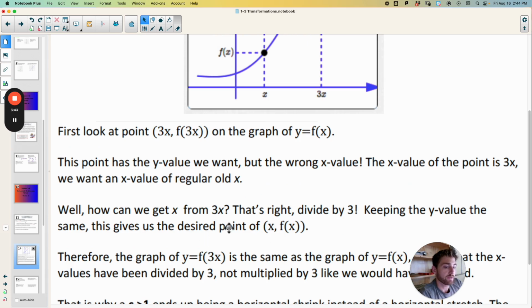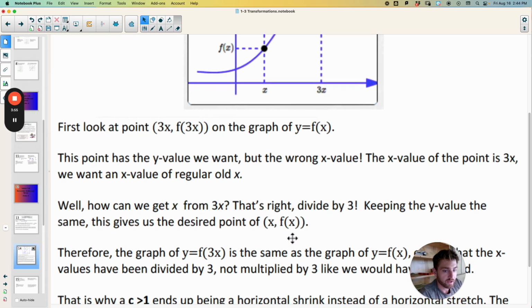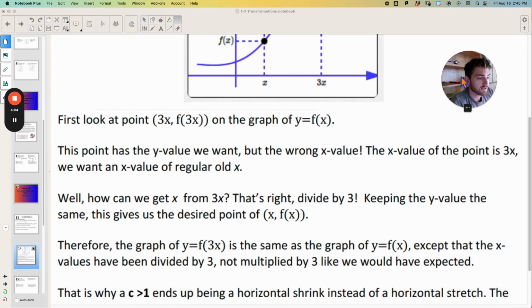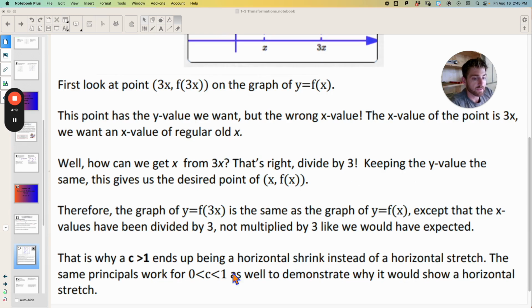You have to divide by 3. So if it was a 3, in order to undo that, in order to unmultiply, you have to divide by that 3. Keeping the y value the same gives us this desired point of x comma f of x. So therefore the graph y equals f of 3 times x is the same, except that the x values have now been divided by 3, not multiplied by 3 like we would have expected. So that's why whenever c is bigger than 1, it ends up being a horizontal shrink instead of a horizontal stretch. And the opposite would be true for whenever you have a value between 0 and 1.